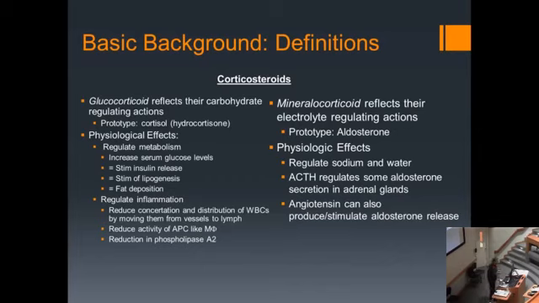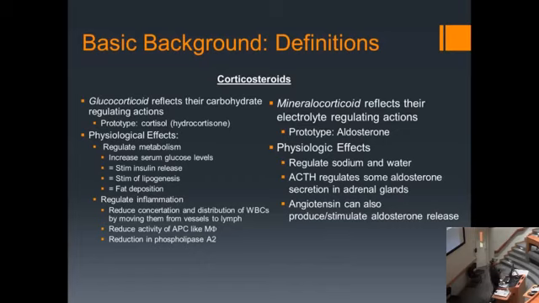They also have a tendency to regulate inflammation, and so that's why we can use them in several disease states, right? So we can reduce the concentration and the distribution of leukocytes. Okay, we can reduce the activity of antigen-presenting cells, APCs, like macrophages. That symbol's the international symbol for macrophage, remember? And we can reduce phospholipase A2, which is one of those pro-inflammatory enzymes that's coming off of arachidonic acid metabolism.